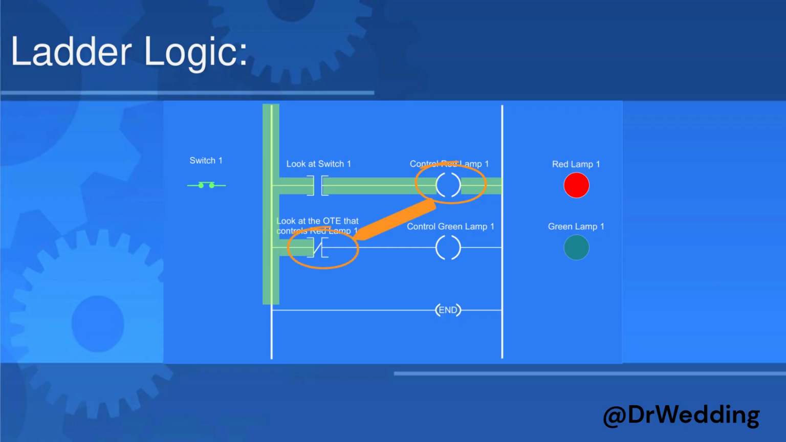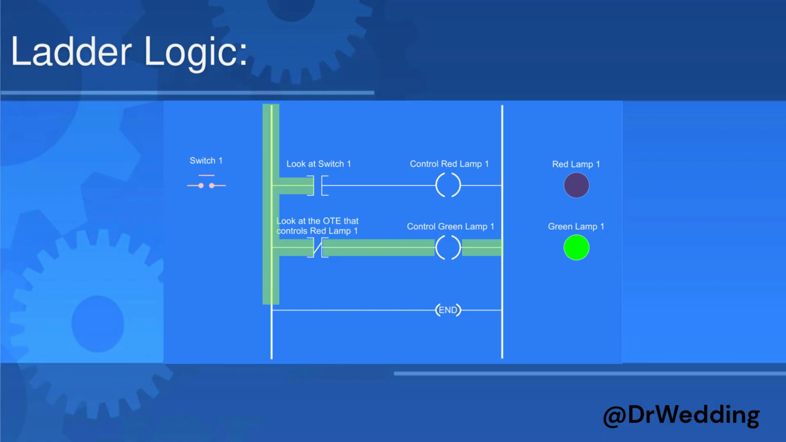The XIO command on rung 1 is now receiving a logical 1 from the line above it. And when an XIO sees a 1, it will output a 0. This 0 will be sent to the OTE controlling the green lamp, and because it receives a 0, it will turn off the green lamp. When switch 1 is released, it will go back to the previous state and the green lamp will be on and the red lamp will be off.